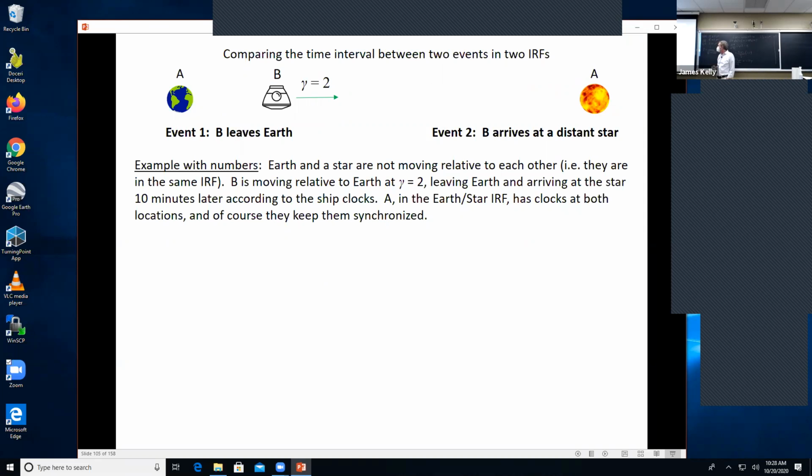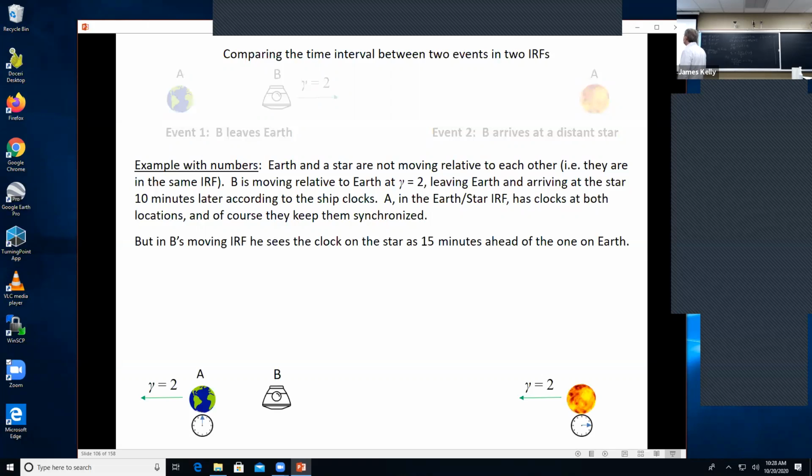According to B, the clocks on the ship tick off 10 minutes. In A, in the Earth-star inertial reference frame, they have clocks at both locations, and of course, in their frame, they keep them synchronized. But in B's moving inertial reference frame, if these two clocks at the star and the Earth are synchronized in the star-Earth frame, they're not going to be synchronized in the moving frame of B. And in fact, in B's frame, the star's clock is going to be ahead by 15 minutes of the one on Earth at every time. They're both ticking ahead in lockstep slowly, but one's always 15 minutes ahead of the other one.